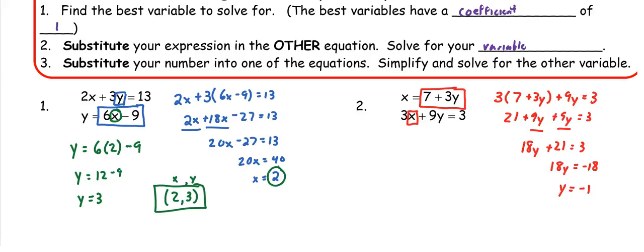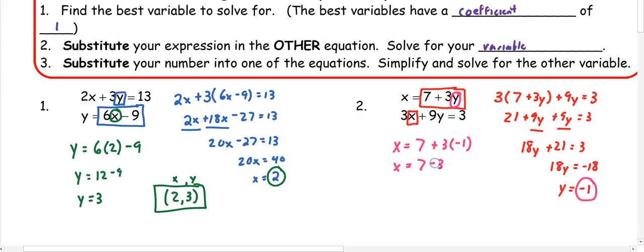Once we know y is negative 1, we need to go back and solve for x. So this time, let's pick the first equation. Remember, it doesn't matter which equation we pick. And we get x equals 7 plus 3 times negative 1. So we get 7 minus 3, which is 4. So our ordered pair here would be 4, negative 1.